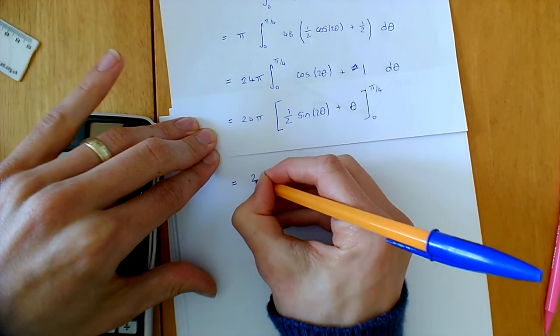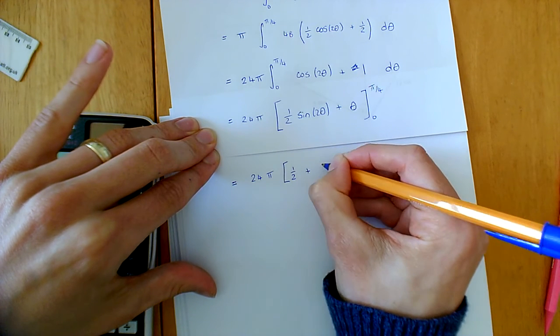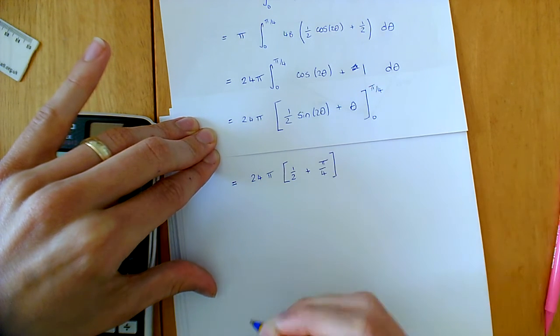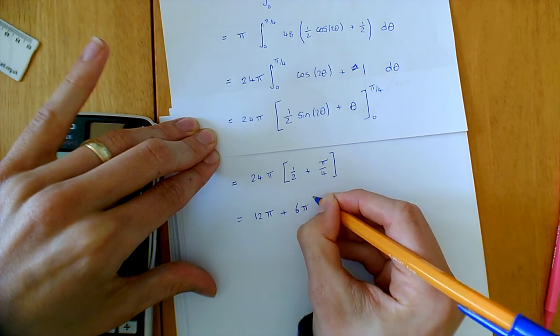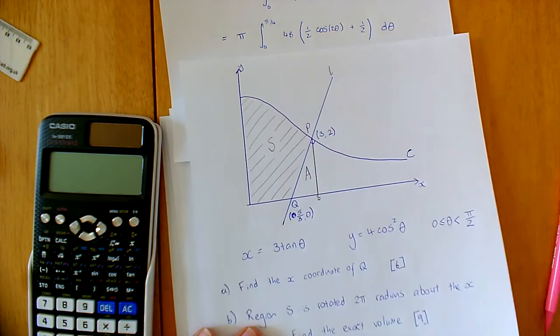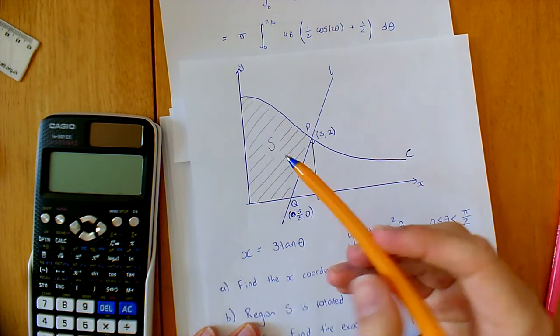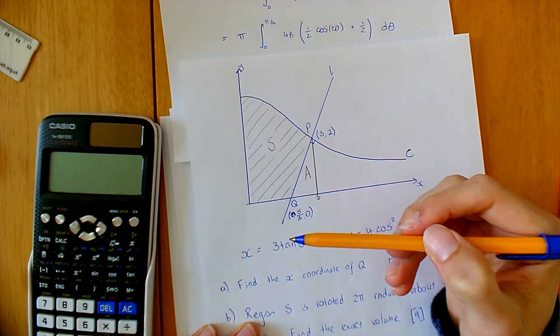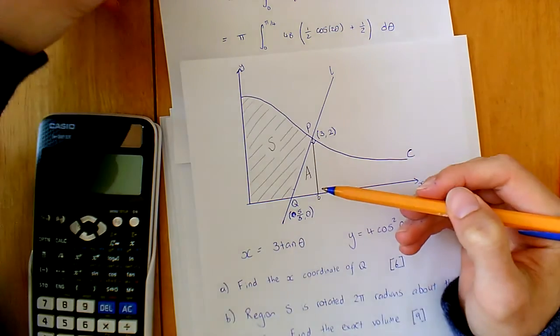And I end up getting 24 pi, a half plus pi by 4. And that is 12 pi plus 6 pi squared. Right, you've done all the hard work now. The last bit will come out pretty quickly. I know this whole area integrated, done as a volume, gives me that answer. I don't want this cone. So I'm going to get rid of this cone now.